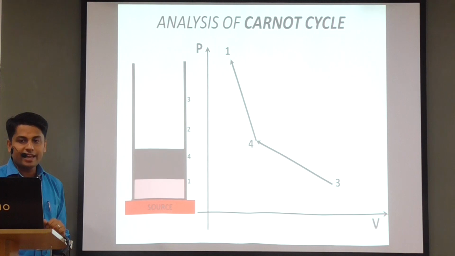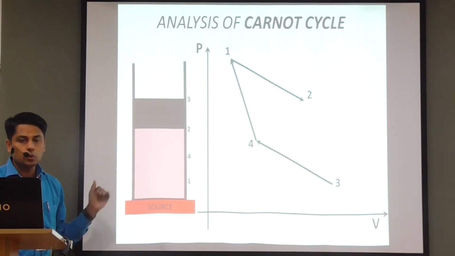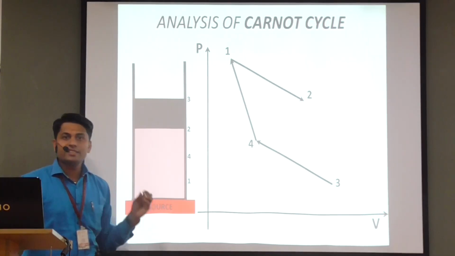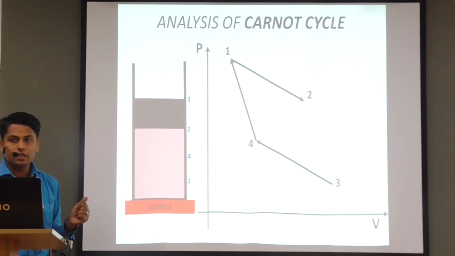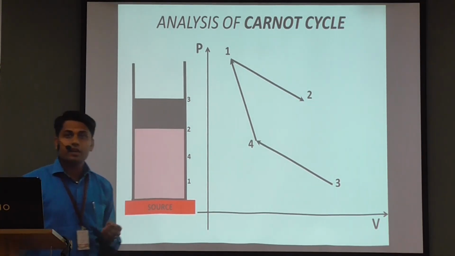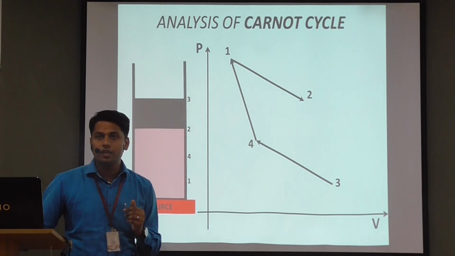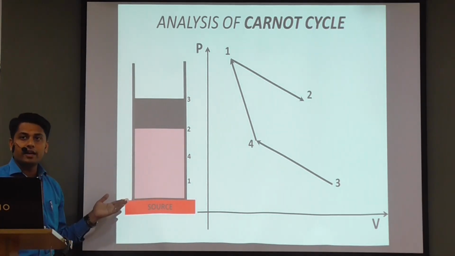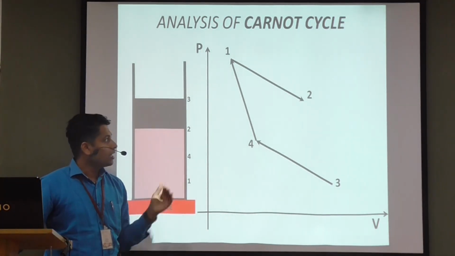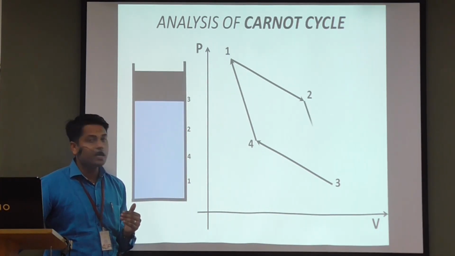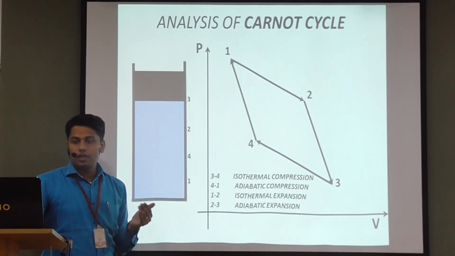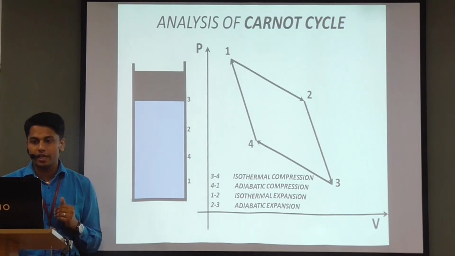Then comes the next process, process 1 to 2, the isothermal heat addition process. In this isothermal expansion process, when the piston moves up, the temperature lowers by a small amount dT. To compensate for that, there is a source which supplies an infinitesimal amount of heat, keeping the temperature constant. And then comes the last process, the reversible adiabatic expansion, represented as 2 to 3. So these are the 4 processes occurring in a Carnot cycle.